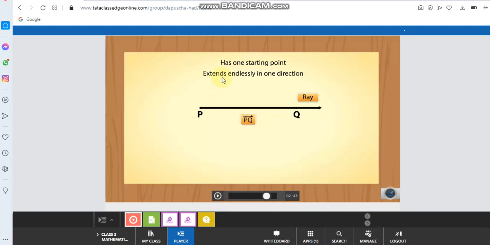So these are the properties of ray. It has one starting point. In this example it is P and extending endlessly in one direction. So towards Q it is extending endlessly. This arrowhead is denoting that this side can be extended endlessly. And we can represent the ray with this symbol PQ and one arrow. Okay, so let us watch the video.